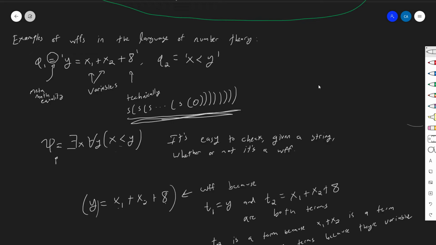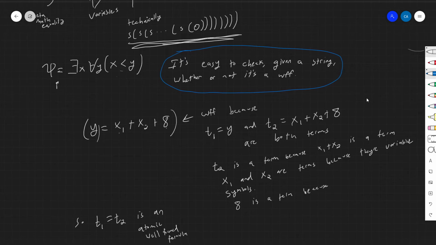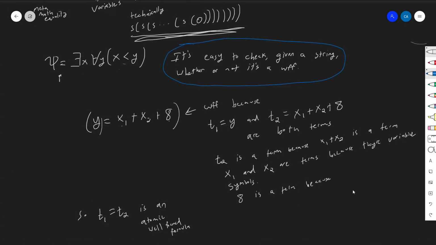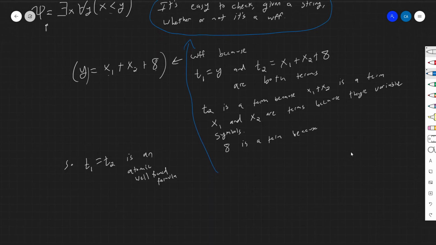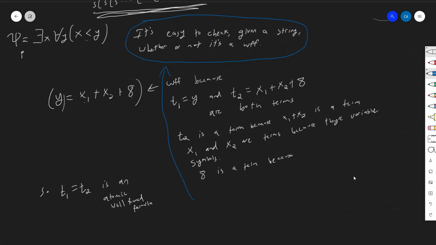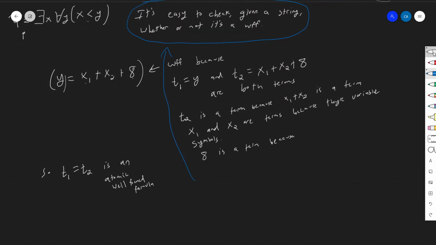So the conclusion is that it is easy to check, given a string, whether or not it is a well-formed formula. And that is significant. Why is that significant? That's significant because, therefore, it's easy to check.